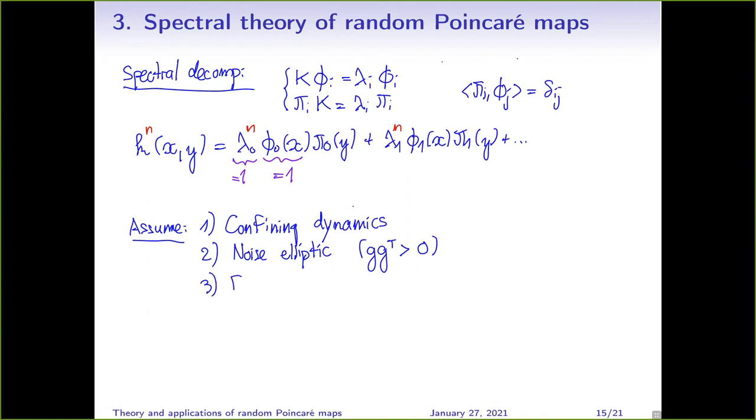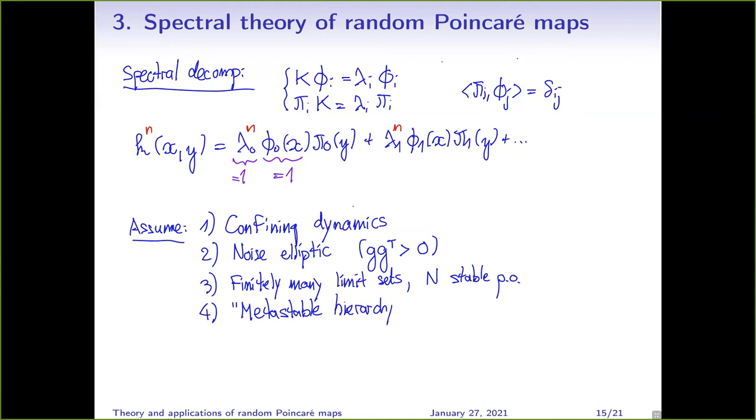Let me assume that I have finitely many limit sets, and that's for the deterministic dynamics, and there are only n stable limit sets, which are n stable periodic orbits. And there's a fourth condition, which I'm going to explain just a little bit later, which is what is called a metastable hierarchy of the periodic orbits.